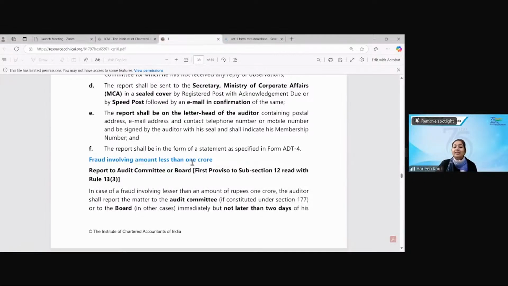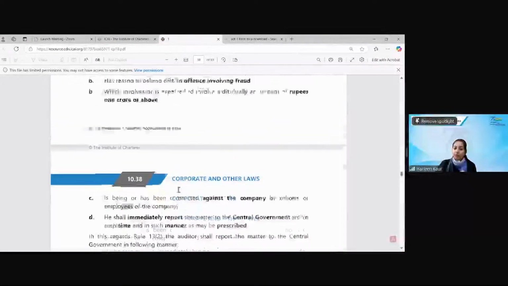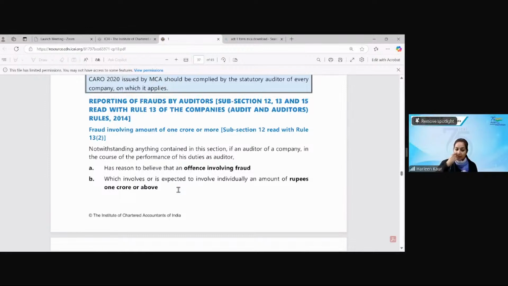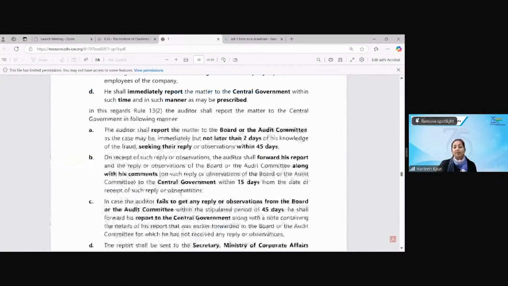Fraud involving less than 1 crore rupees. So everybody is clear about fraud involving more than 1 crore rupees. Fraud of more than 1 crore: tell the CG within 2 days. The audit committee and board of directors have to be informed. Within 45 days, a reply has to come. After receiving the reply, you add your own comments and observations, and within 15 days, give it to the central government. If you have not received a reply within 45 days, then just report to the central government that we have sent the report to the AC and BOD, but they have not reverted.